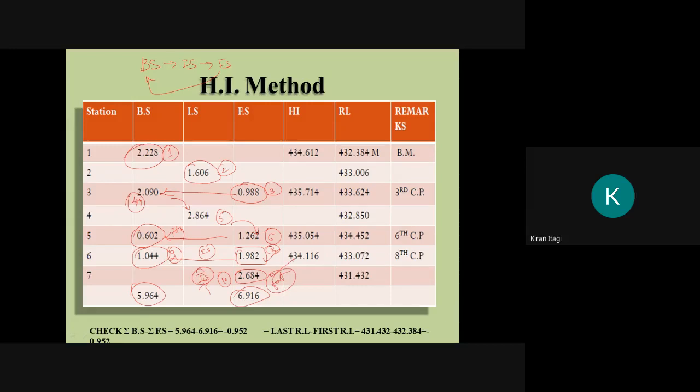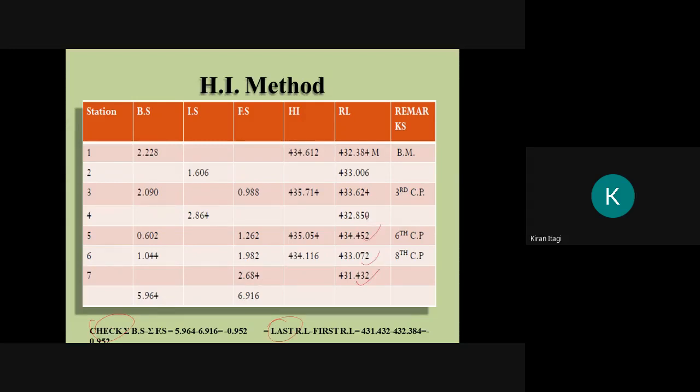Okay, so up to this one, I hope everyone knows how to fill this tabular column. See, if you make any small mistake by shifting this one here or shifting this one there, if you do any small interchange, you will get the check correctly, but you won't get the correct levels.